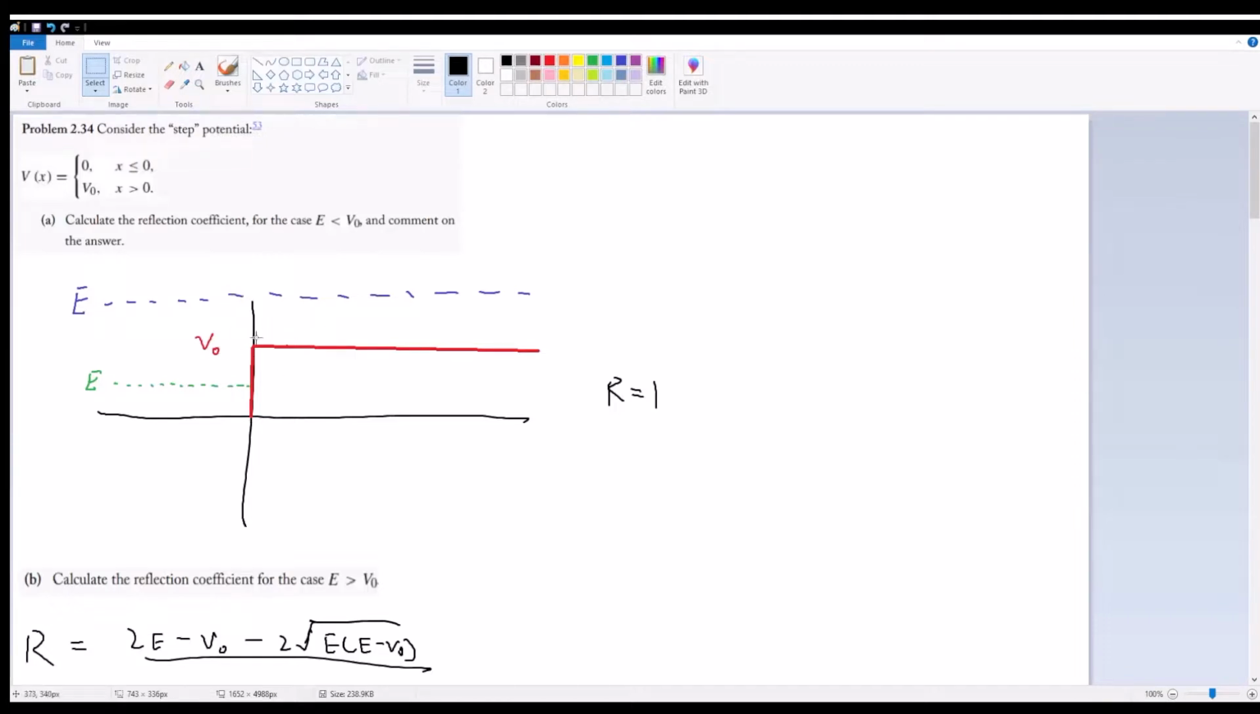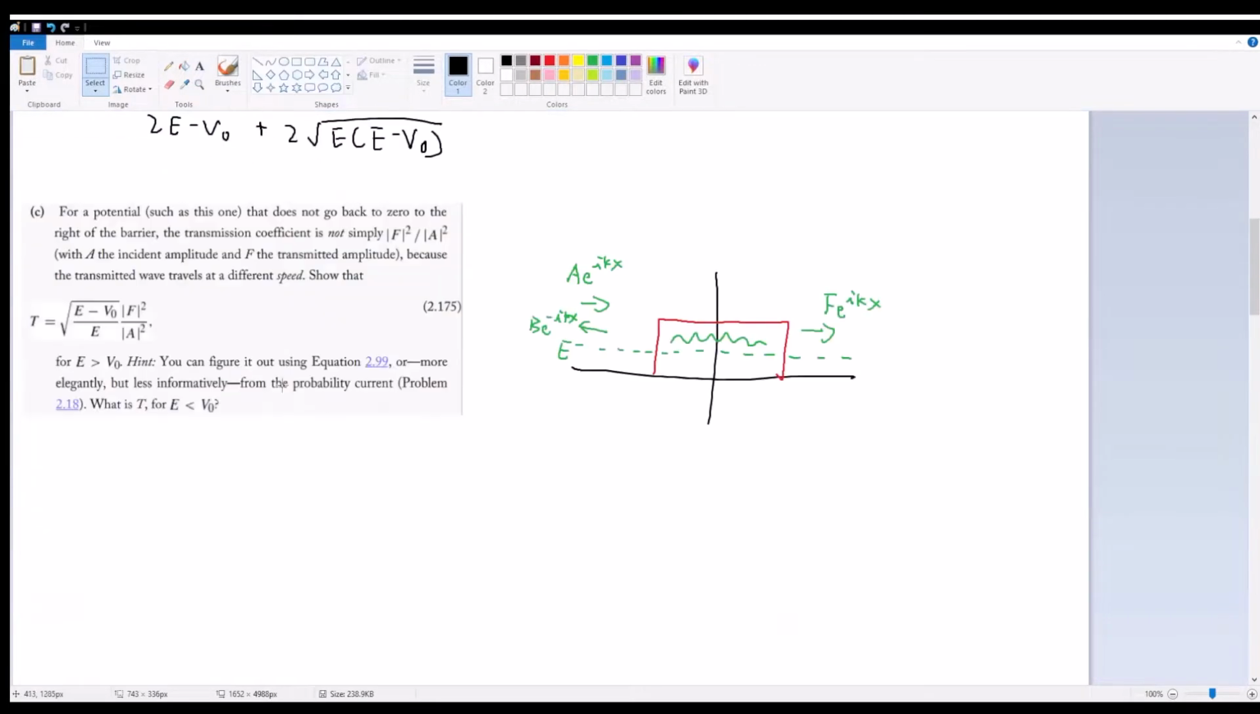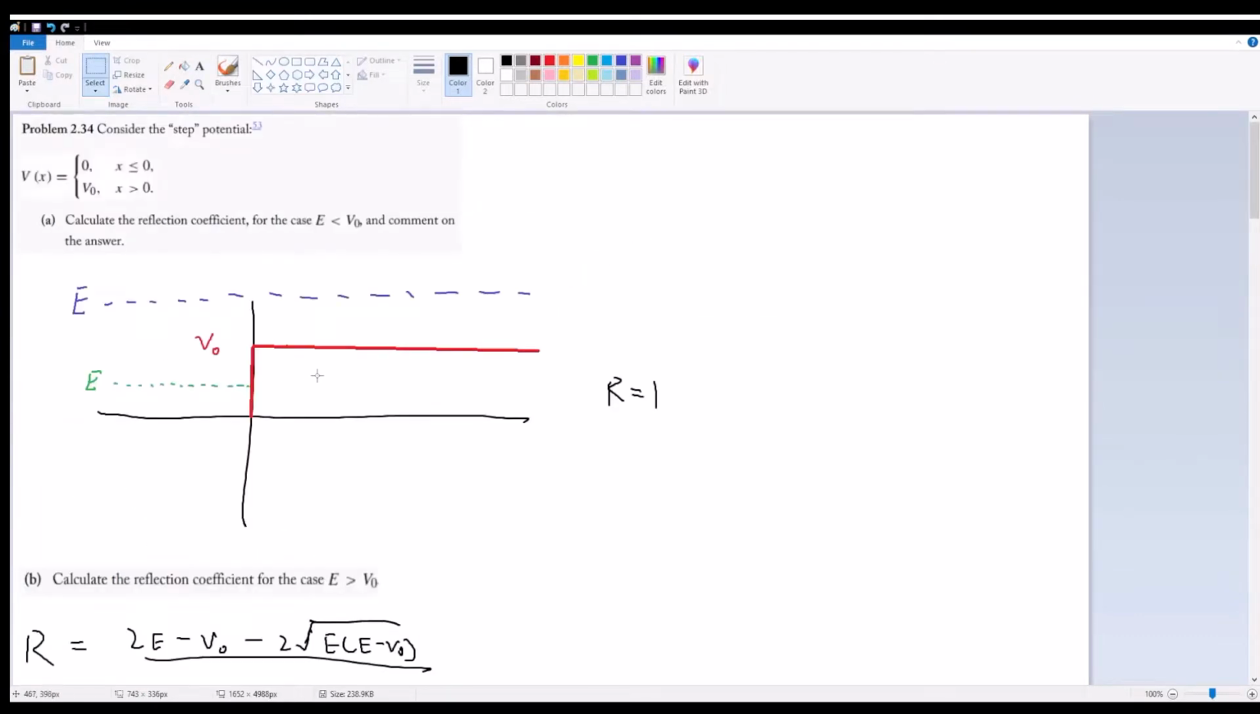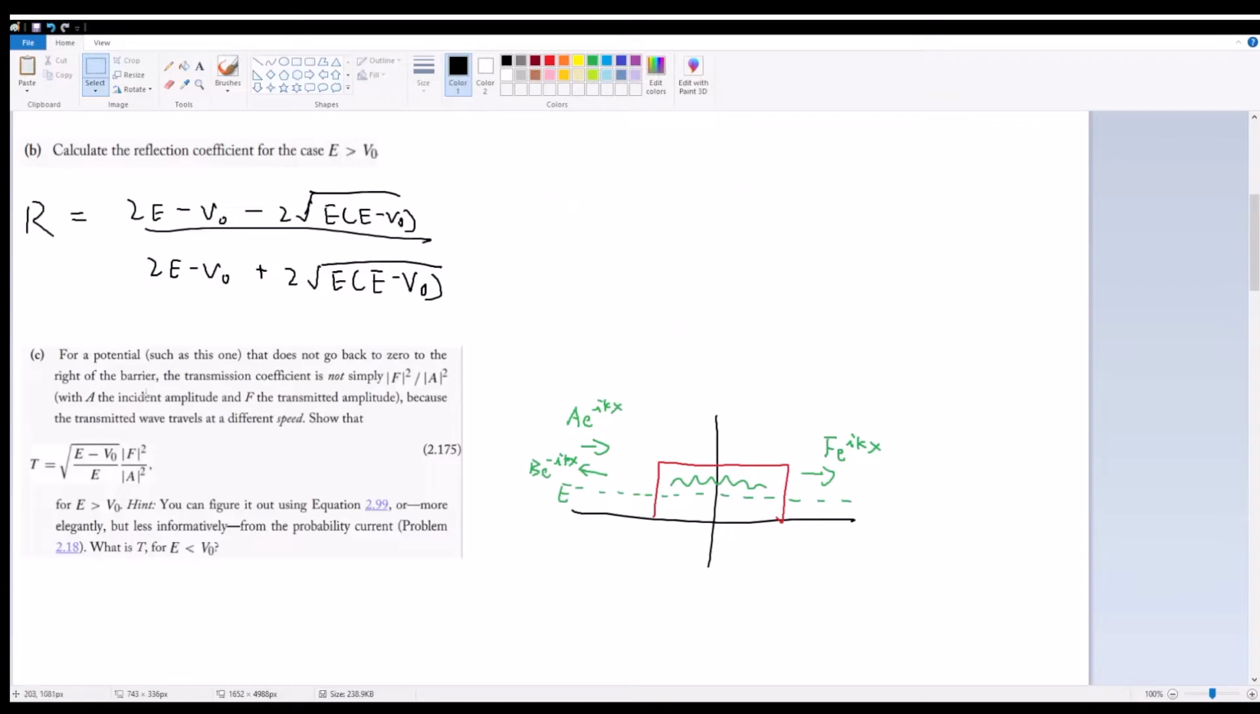This remains the same. It's the same scenario even after including this new fact, because once again, the transmission coefficient, if it's 0 initially, it's still going to be 0. If magnitude f over a squared is 0 initially, adding this extra factor at the front doesn't really do anything. So in the case where E is less than V naught, the transmission coefficient is still equal to 0.